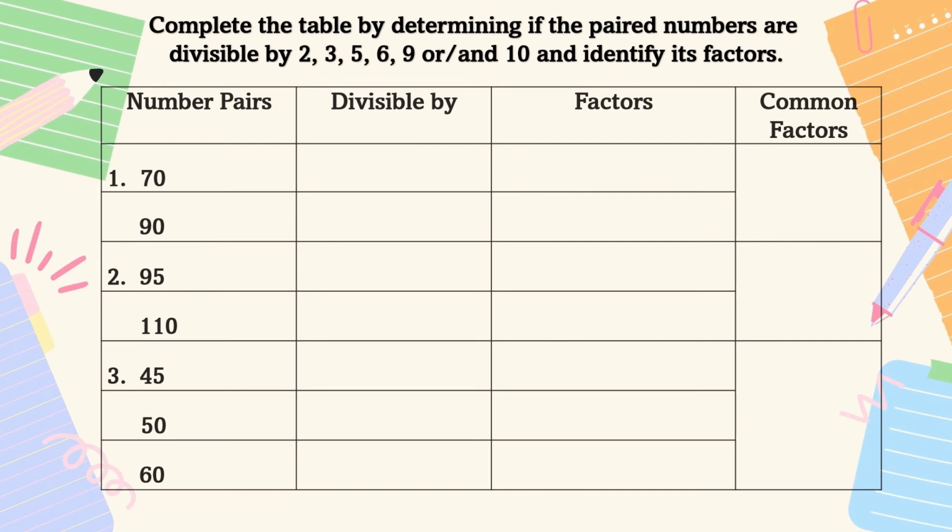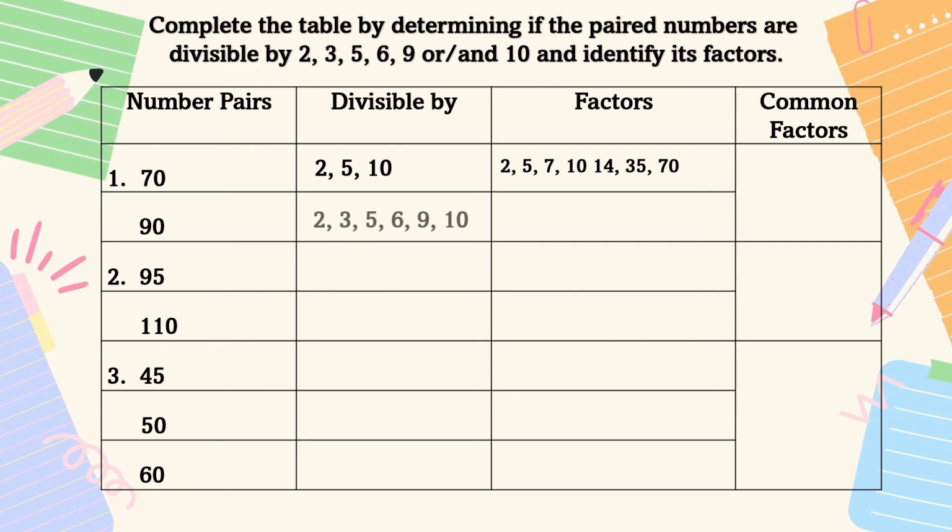Time's up, kids. Are you done? That's great. Now it's time for us to check our answers. The number pair in number 1 is 70 and 90. 70 is divisible by 2, 5, and 10, and its factors are 2, 5, 7, 10, 14, 35, and 70.